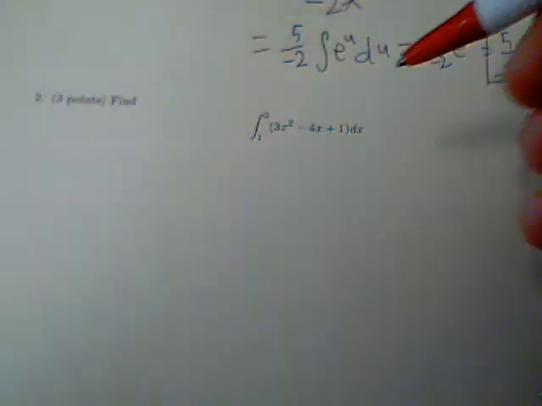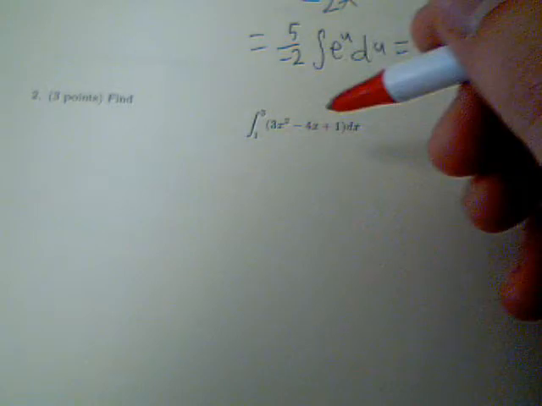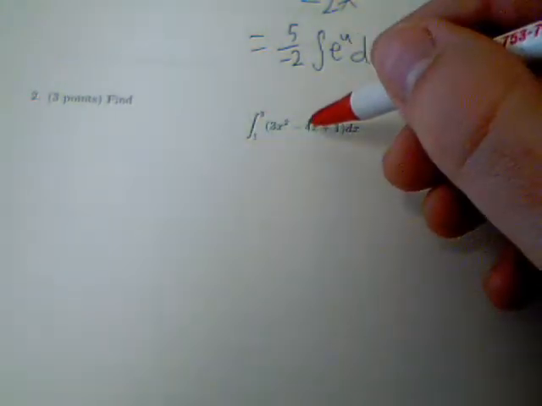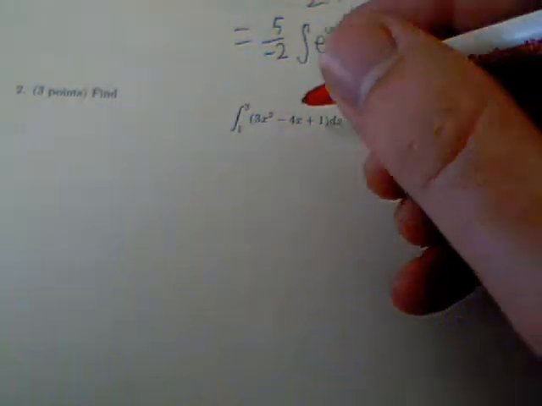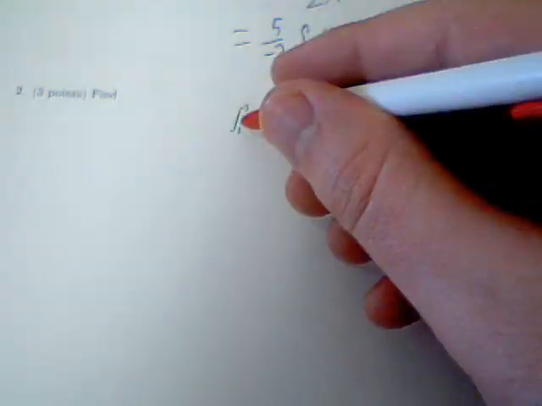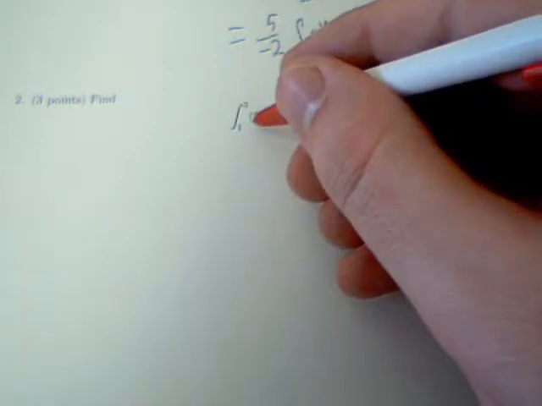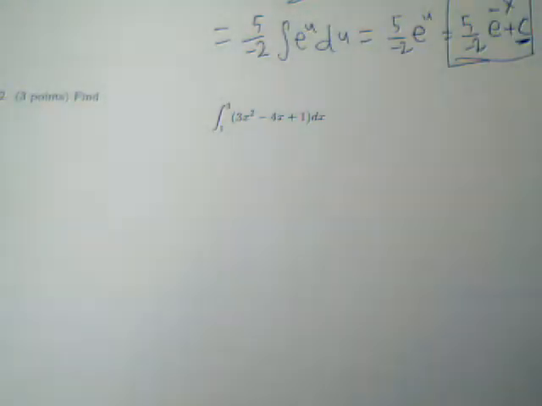Okay, sorry about that. So, the integral from 1 to 3 of 3x squared minus 4x plus 1. Well, let's see. First we're going to start by taking the integral of this. It's just a polynomial.